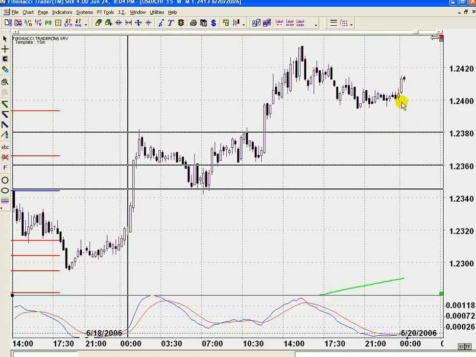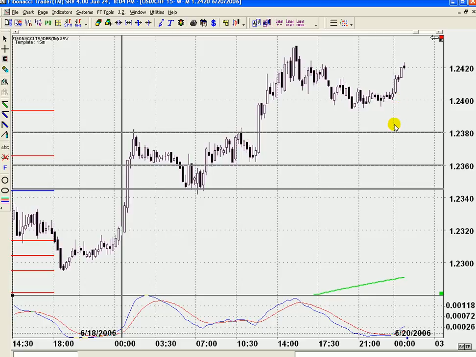Consolidating, and as Asia starts to come alive, we see some price action. So we see a move of 20 pips as Asia comes alive. Probably won't move above this high.